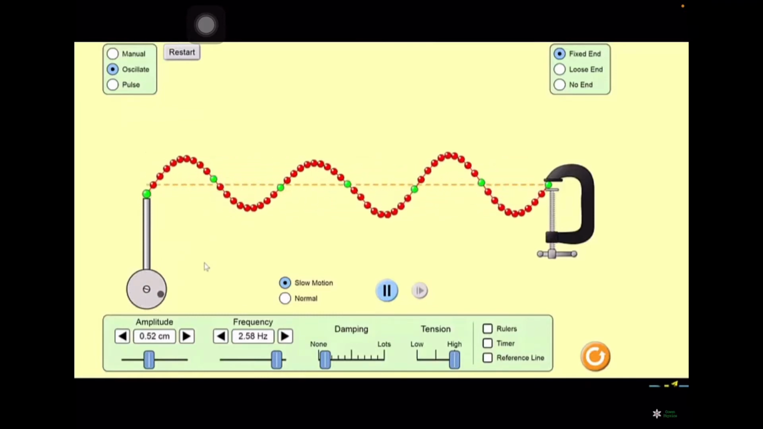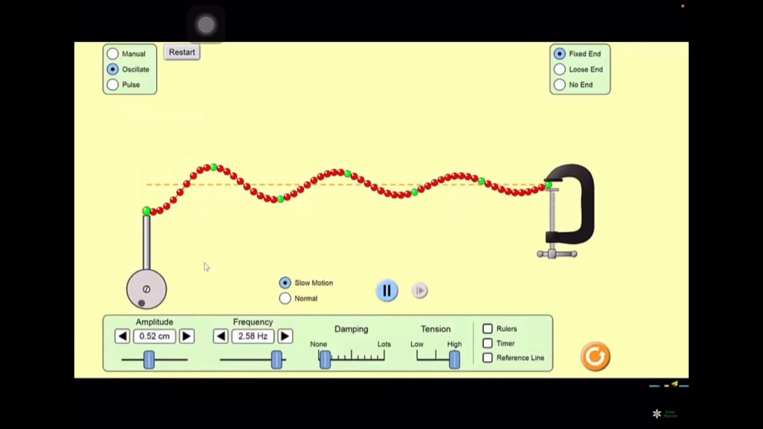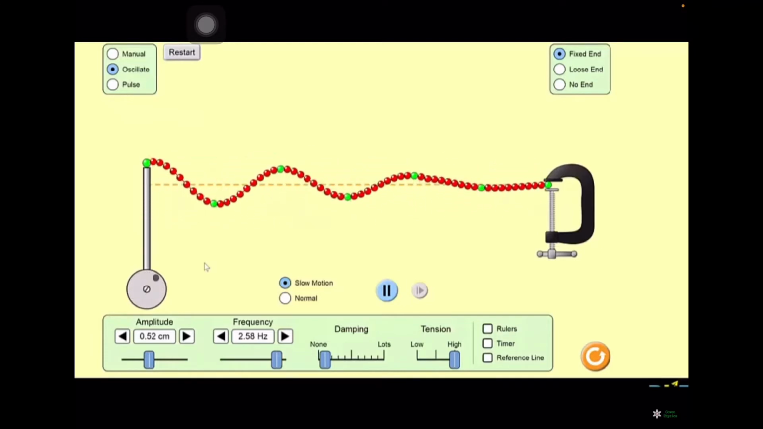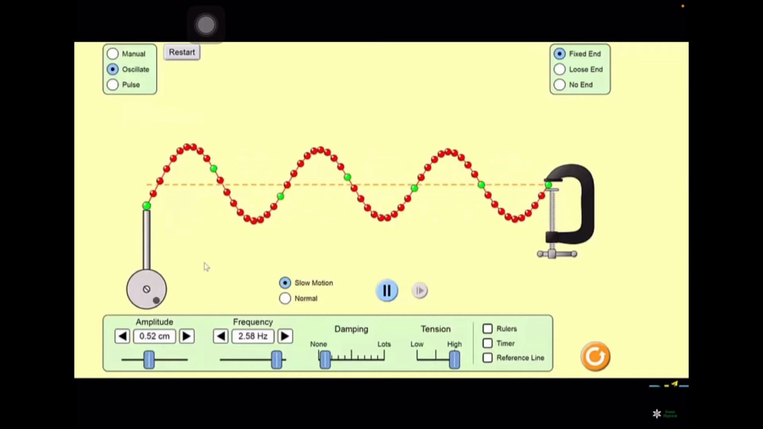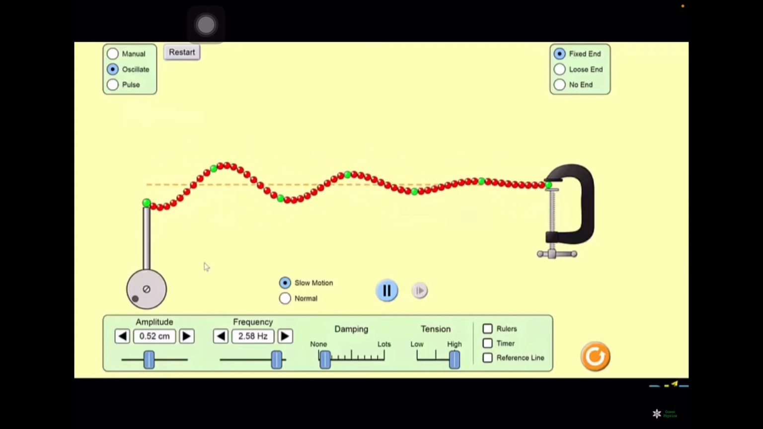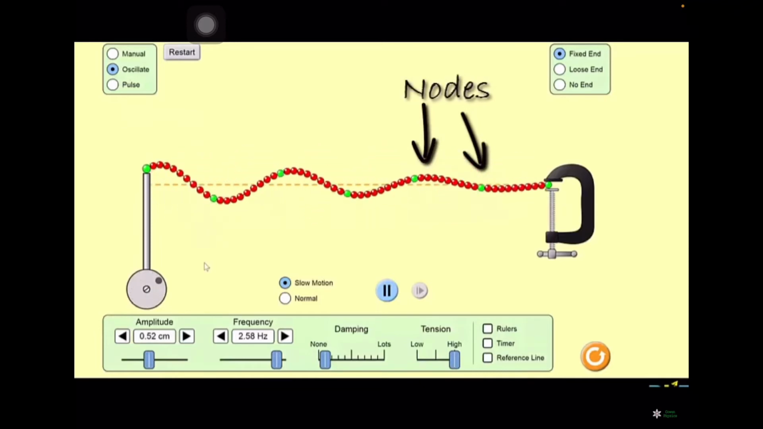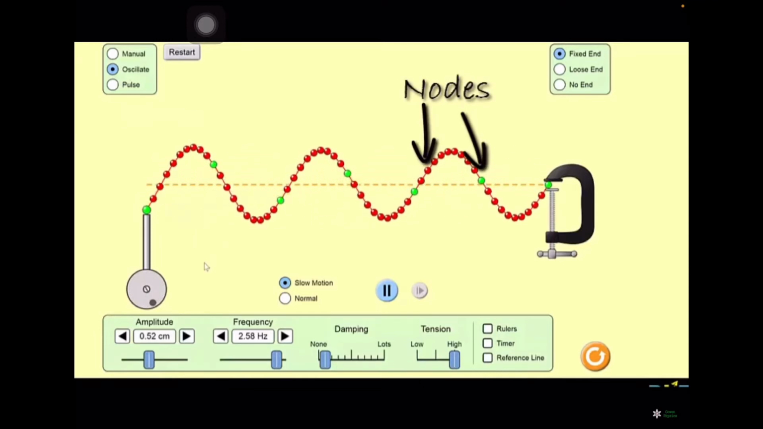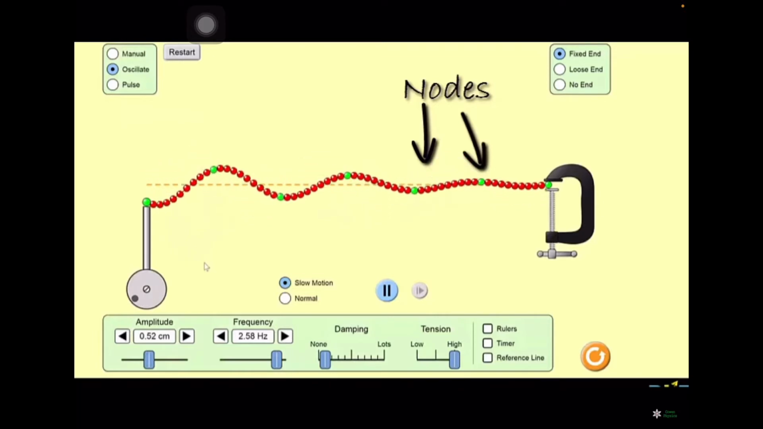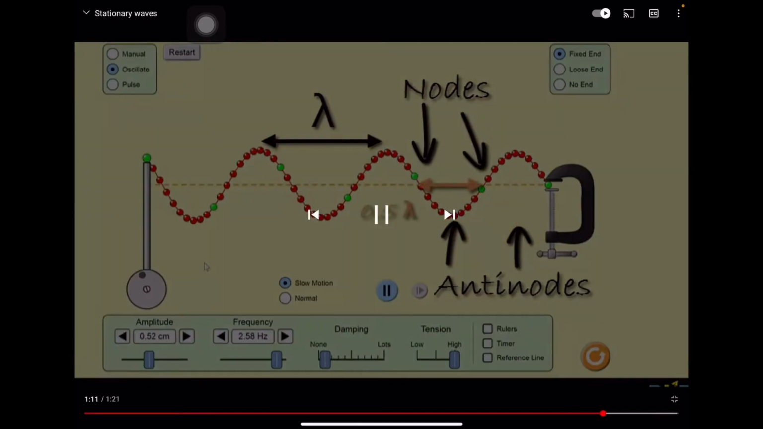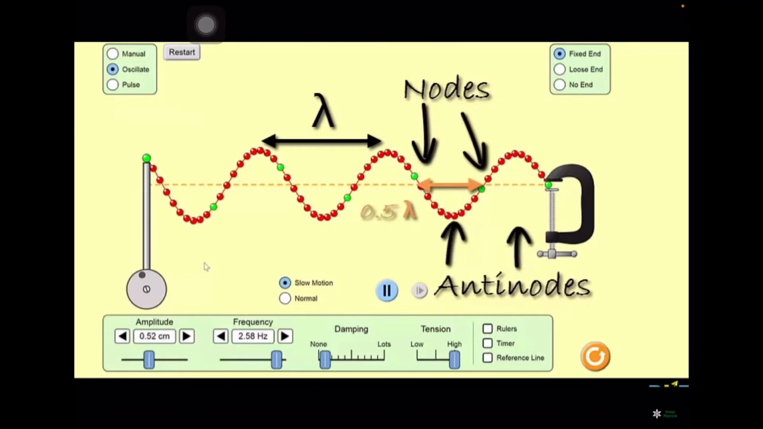Note that when it does reflect off the end, the two waves, one travelling to the left and one travelling to the right, superpose such that certain points along the wave are stationary, they're not moving up or down. We can call these points nodes. At other points along the wave, we have our maximum displacement. These points we will call antinodes. We should note that if this is one full wavelength, then each adjacent pair of nodes is exactly one half wavelength apart.